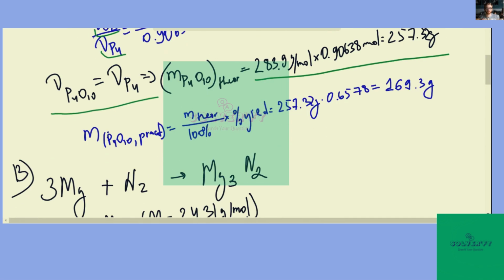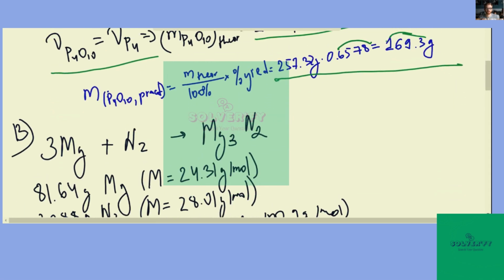The practical yield equals the theoretical yield multiplied by the percentage of yield divided by 100%, and this calculation is done here. So overall, the practical yield of this reaction would be 169.3 grams. So we need 4 significant digits, because it's required by the percentage of yield.